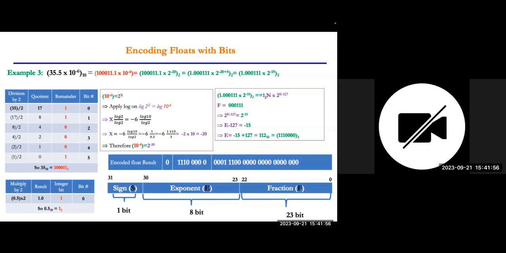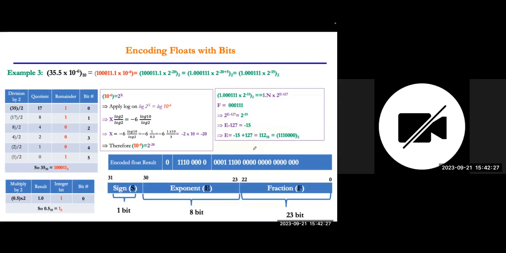So to start encoding, you compare this. This is your f, assume that f. So this is your fractional value, f, and this is equivalent to your 2 to the power of e minus 127, which is equal to 2 to the power of minus 15. So when you simplify this one, you will get this 112. So you will get the binary value of this.